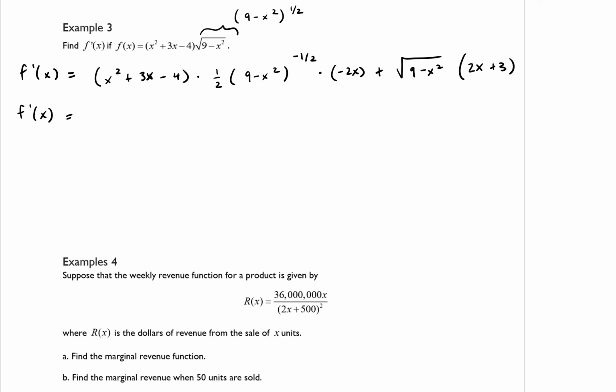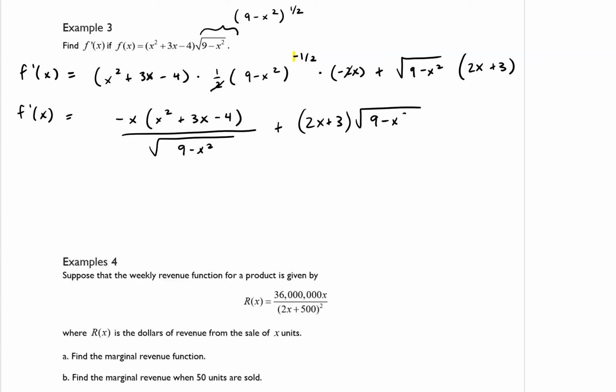So that would be 2x plus 3. Okay, so this 2 and this negative 2, or this positive 2 there will divide out. So we'll have negative x times x squared plus 3x minus 4 over the square root of 9 minus x squared, and this is negative here, so that's why it's in the denominator, and I changed the 1/2 back to the square root symbol, and then plus 2x plus 3 times the square root of 9 minus x squared.